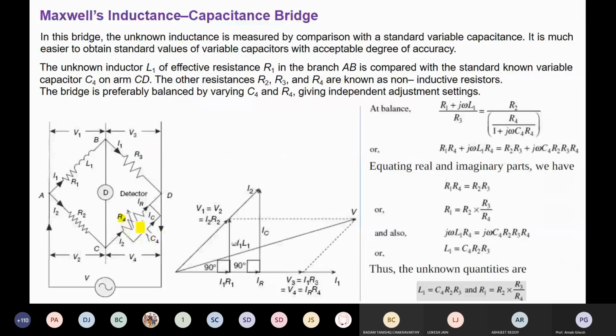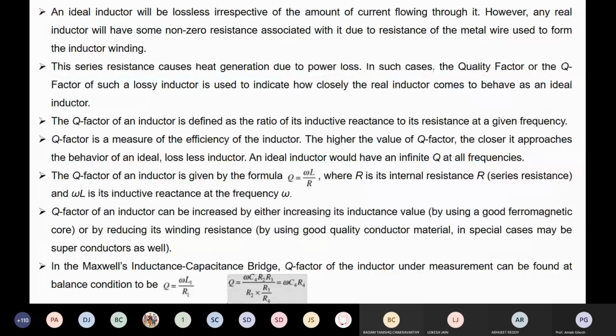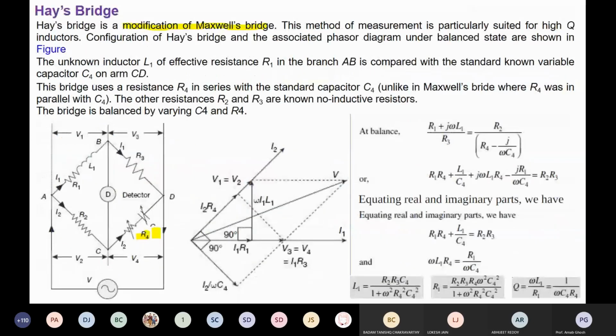That bridge has a standard resistance R4 in series with the standard capacitance C4, unlike Maxwell's bridge where R4 was in parallel with C4. That's the difference between the Maxwell bridge and the Hay bridge. So that's the basic prerequisite for the Hay bridge. The other resistances, R2 and R3, should both be non-inductive resistances. The bridge will be balanced by varying the value of C4 and R4.